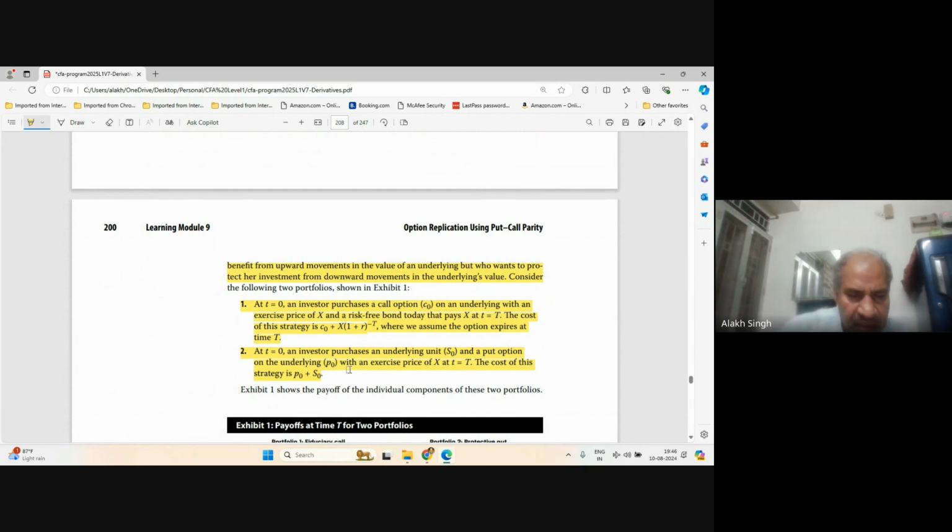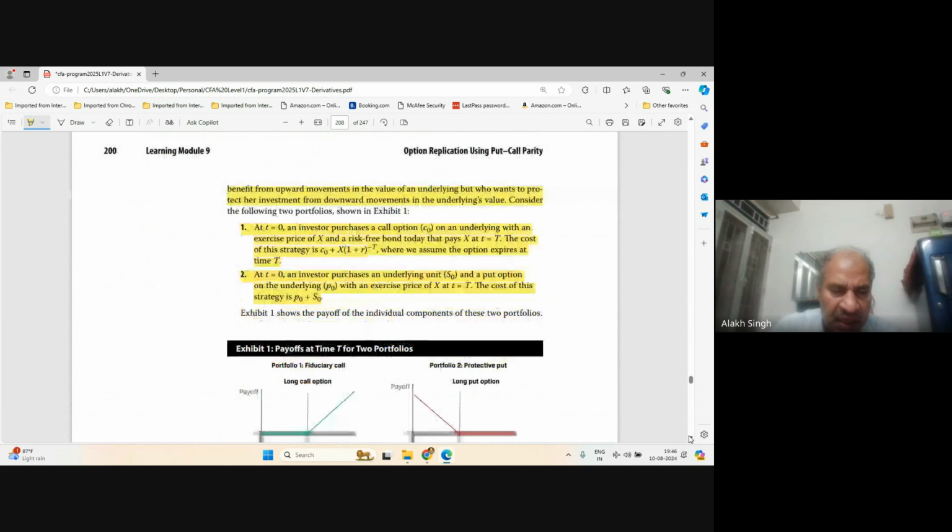So what is the exercise price of the P0? Again, it is X, meaning this X and this X are equal. So the exercise price of call and put is the same. The cost of this strategy is P0 plus S0, and this one was C0 plus X times (1 plus R) to the power minus T. So put-call parity says that both these are equal, meaning P0 plus S0 is equal to C0 plus the present value of the exercise price.